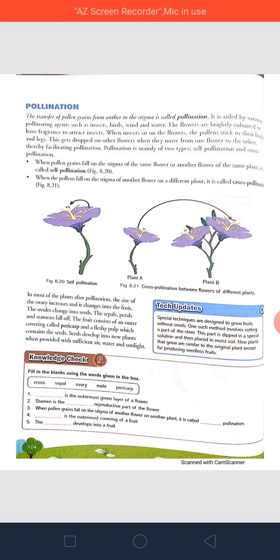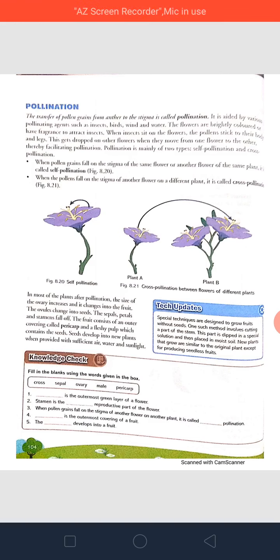Okay, now many pollen grains can be transferred by wind, or you can say by water. There are many agents. Pollen grains can be transferred by wind, water, insects and other animals. These are called agents of pollination.